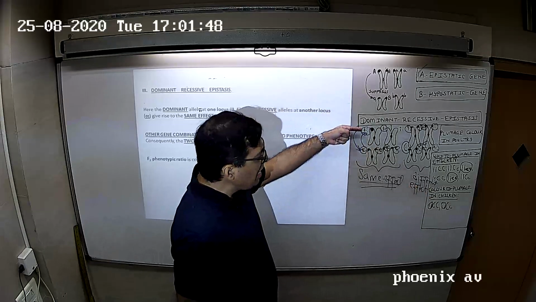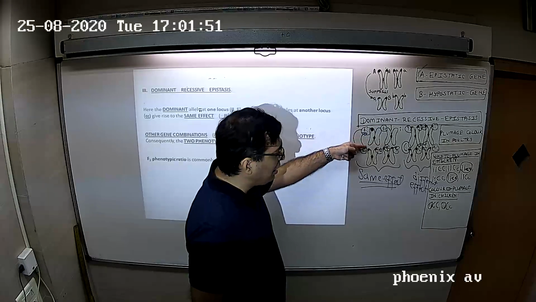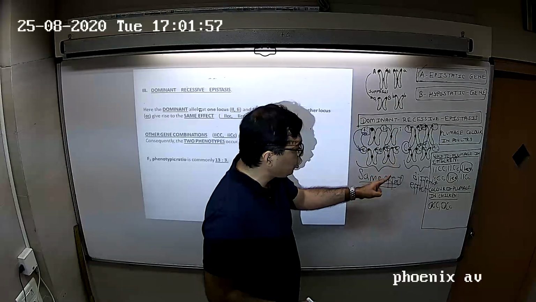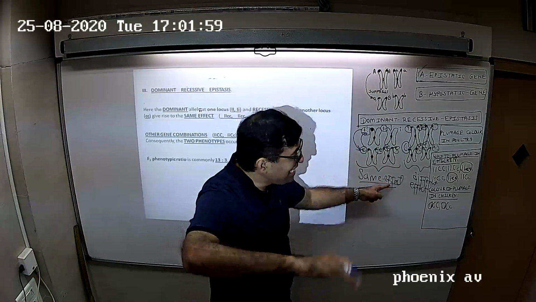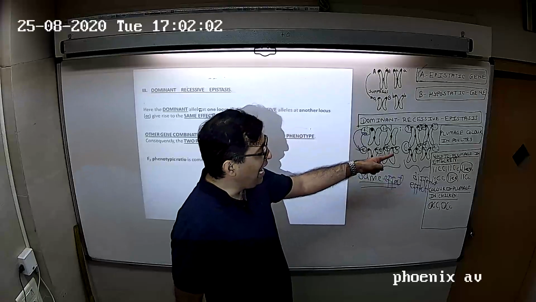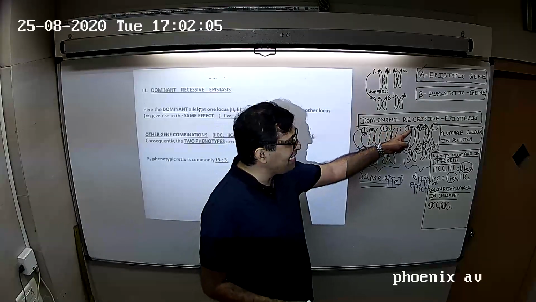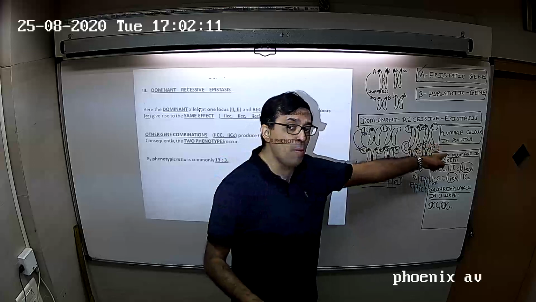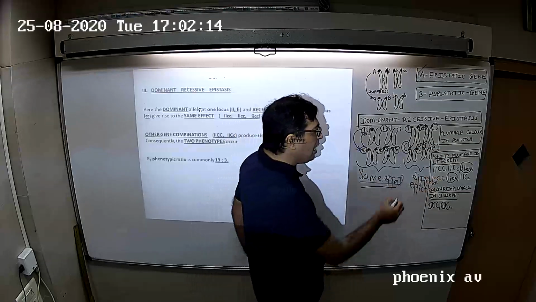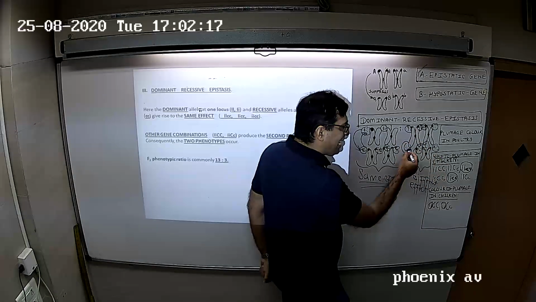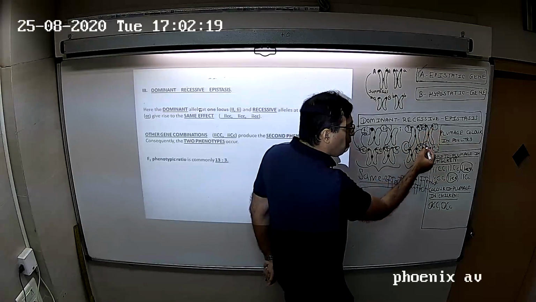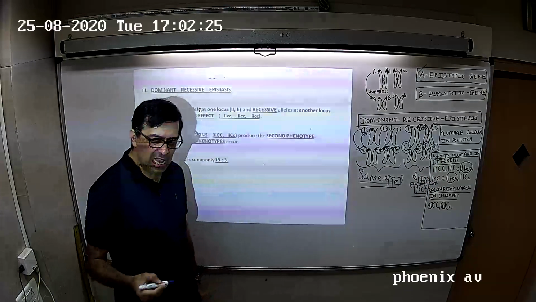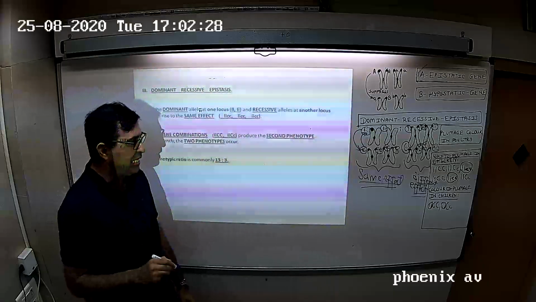So, what will capital I, small c show? Same effect. But the opposite, where I is not dominant, I is recessive, and C is not recessive, but C is dominant. Opposite. What will then happen? Small i, capital C will form a different effect. This is dominant recessive epistasis.